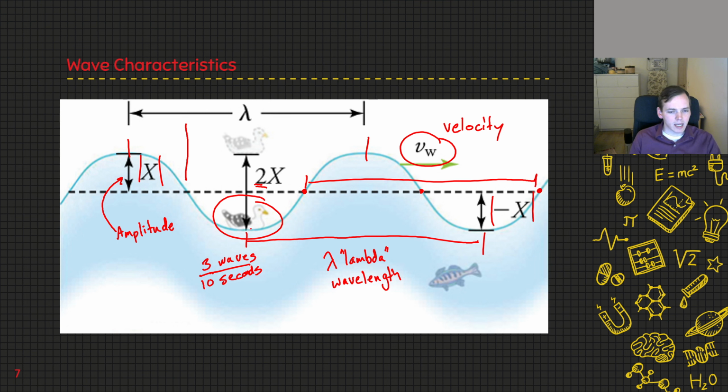On the flip side, if the seagull counts how long does it take to go up and come back down, that would be the period. So however long it takes for it to go through one complete cycle, that's the period. So these are the characteristics of a wave. At some point we'll look at how they're related, but for now just worry about how we measure them and how they're depicted and what they mean.